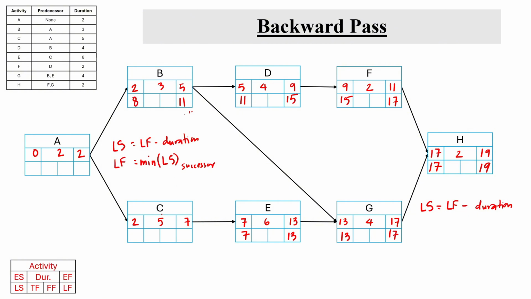And then for activity C, it only has one successor, so late start of activity E is going to be the late finish of activity C. And then 7 minus 5, that is 2. Now similarly for activity A, the late finish is going to be the minimum of 8 and 2, that is 2. And then late start is going to be 2 minus 2, which is 0.